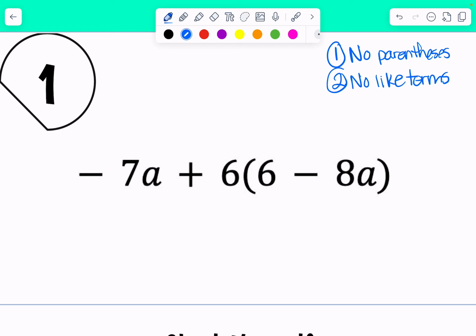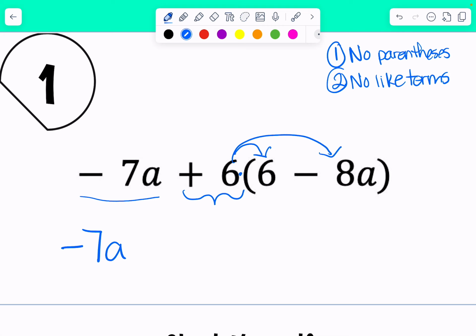So we have negative 7a plus 6, and then remember this is 6 times the quantity 6 minus 8a. Even though I have this negative 7a, he's just going to hang out for right now. The 6 is actually what's going to be multiplied, this positive 6. If you think of the order of operations, we would multiply before we would do any addition. So I want to multiply out the 6. And when I'm distributing it, it's like I'm passing it out to each term inside the parentheses.